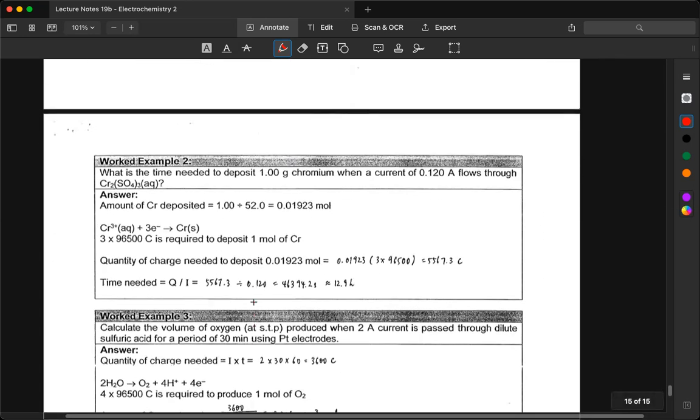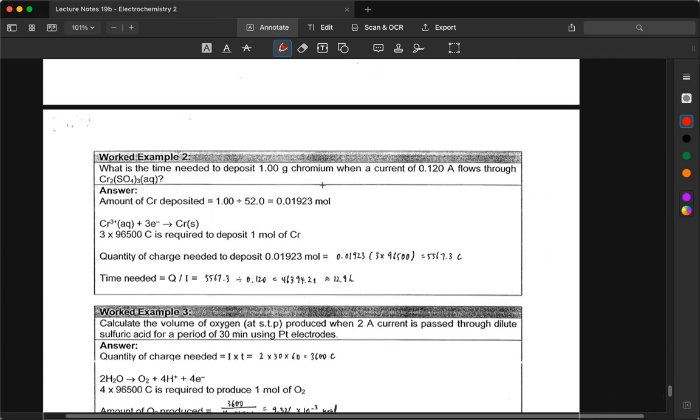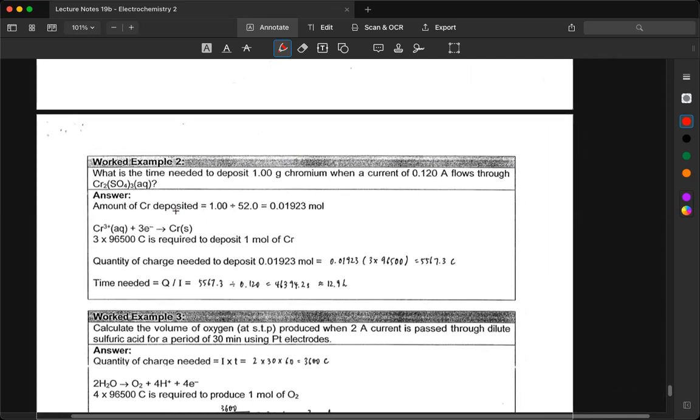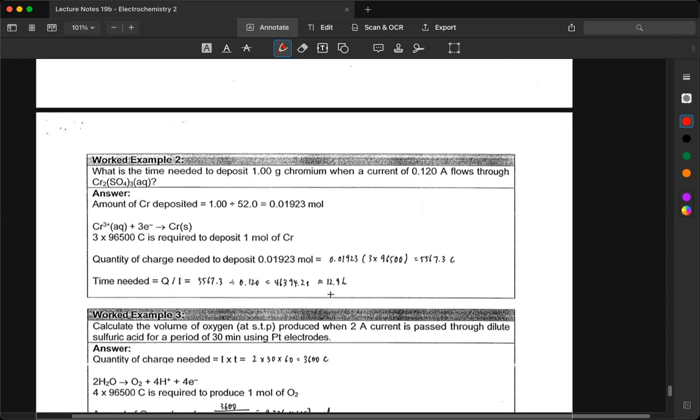Another example, last page already. What is the time to deposit 1 gram of chromium when you pass a current of 0.12 ampere? Amount of chromium deposited, you work backward. You find the mole of this, and then use the half equation to find the mole of charge needed. And then once you get the charge, you multiply by the amount. You get the quantity of charge. And then you divide by the current, you get the time.